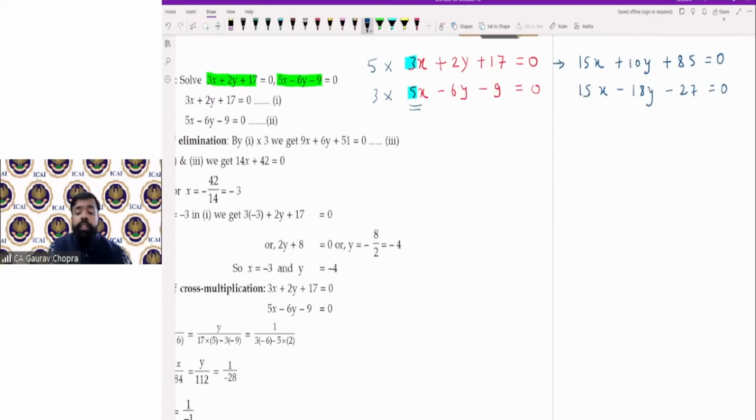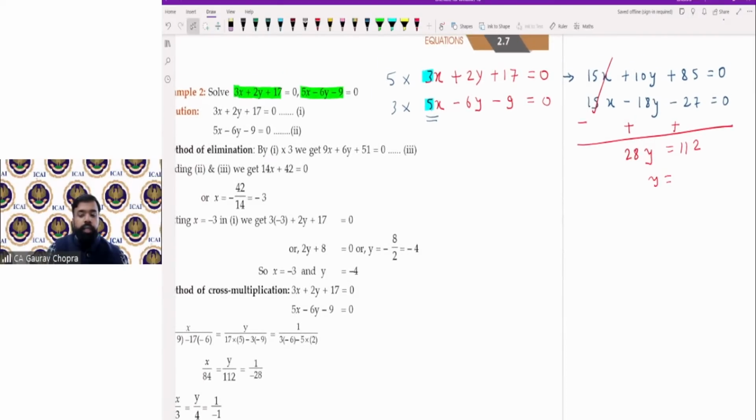Now, for cancellation of the variable, we have to subtract. So while doing subtraction, all the signs will get changed. 15 will become negative, negative will become positive, and this negative will become also positive. So 15x minus 15x will get cancelled. What is left? 28y plus... Now 85 plus 27 is how much? 112. Therefore, value for y which we are getting is 4. So from here you can get the value of y as 4.